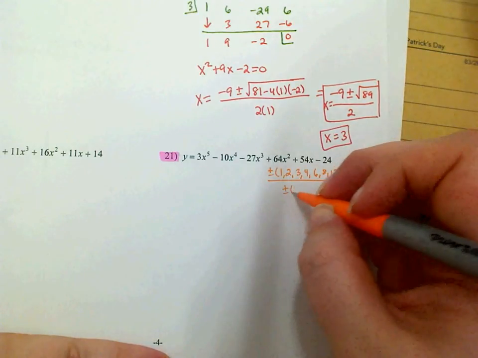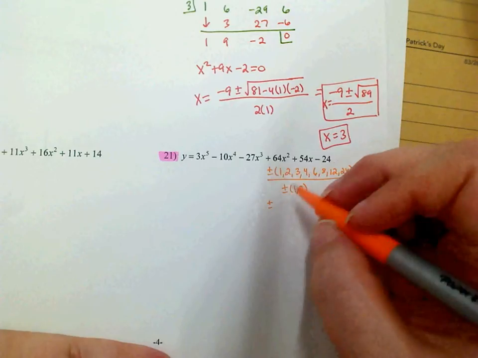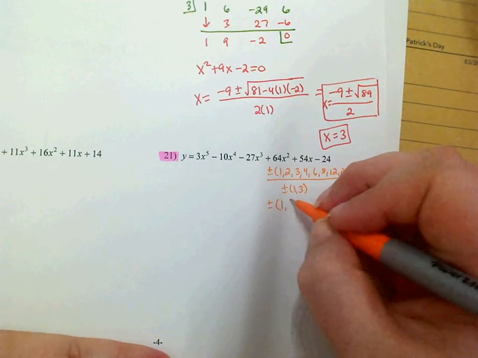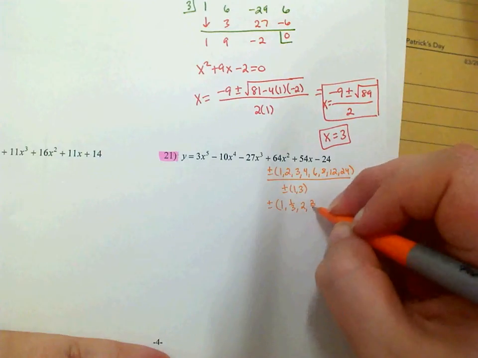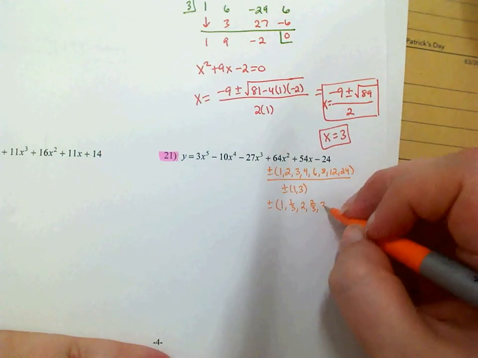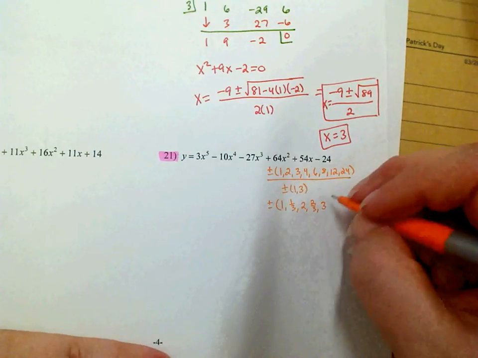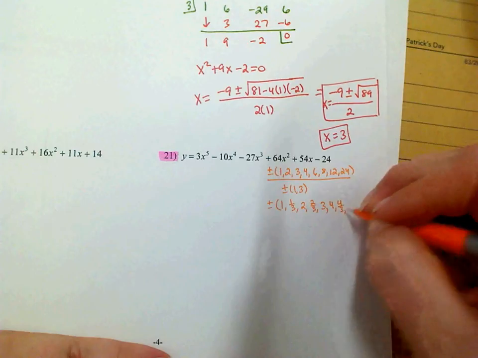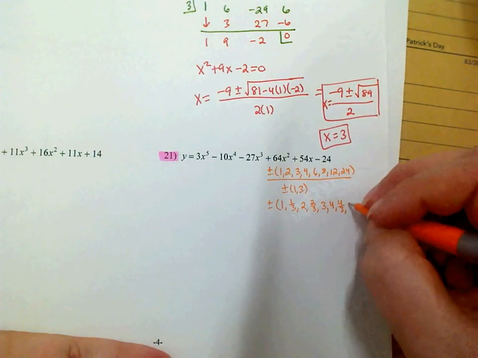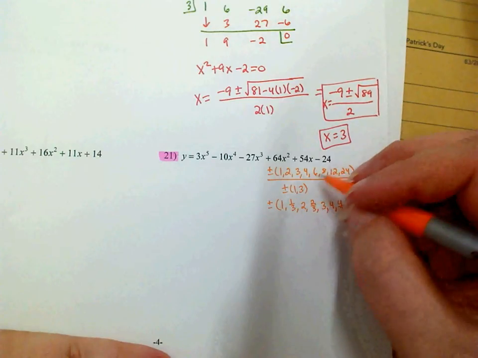1 divided by 1 is 1. 1 divided by 3 is 1/3. 2 divided by 1 is 2. 2 divided by 3 is 2/3. 3 divided by 1 is 3. 3 divided by 3 is 1, which we already have. 4 divided by 1 is 4. 4 divided by 3 is 4/3. 6 divided by 1 is 6. 6 divided by 3 is 2/3, which we already have. 8 divided by 1 is 8. 8 divided by 3 is 8/3, which we do not have.